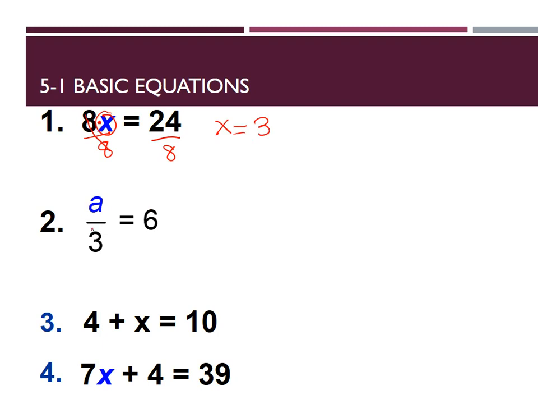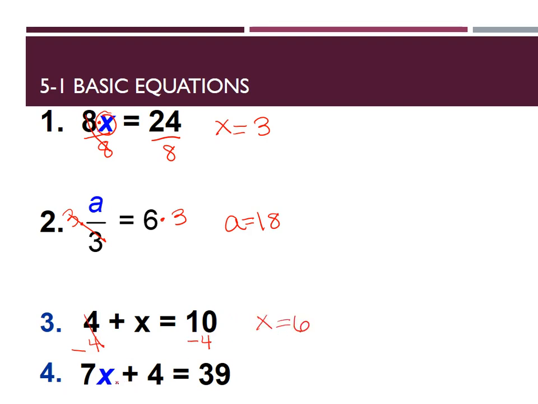Over here, now a is being divided by 3, and so if I want a alone, I need to undo that. The opposite of dividing is multiplying, so I'm going to multiply by 3, and what I do to one side, I have to do to the other. So those cancel. I'm left with a equals 6 times 3, which is 18. All right, and then down here, to get x alone, this is a positive 4, so I'm going to subtract it to the other side. So that gives me x equals 6.